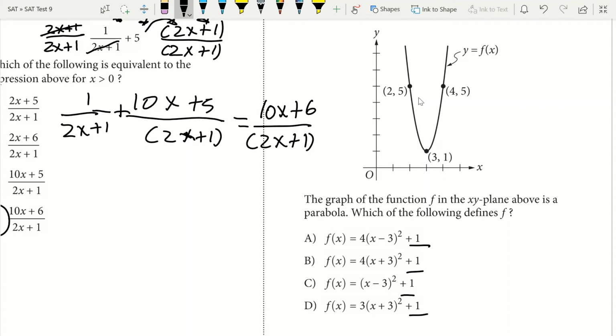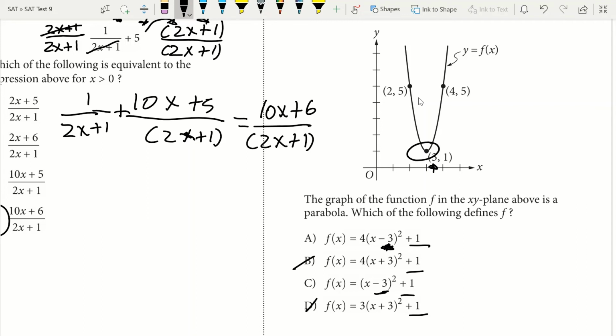All right, next thing I'm going to look at is this 3 here. So my vertex I see is at 3. I know that means I have to have x minus 3. So I see I have that in answer choice A and answer choice C. So I can go ahead and get rid of B and D, because A and C have the correct vertex, but B and D do not because they have plus 3 and we need minus 3 since this is at positive 3.